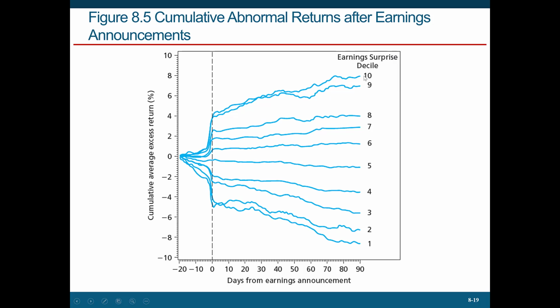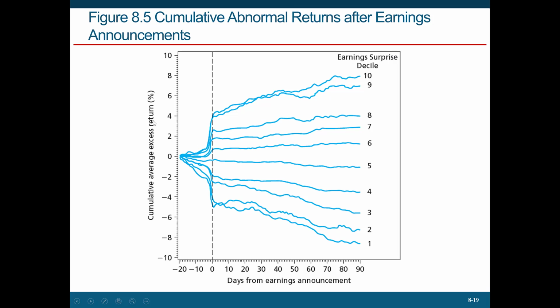So based on the magnitude of surprise, what is done here is that companies are grouped into 10 groups, right? Group 10 is the group of firms that have the best earnings. Their earnings are much better than expected. Group 1 is the group of firms that have the worst earnings. Their earnings are much lower than expectations. All right. So what happens here is on the day of the earnings announcement, day zero, for group 10, these are good performers, their stock price goes up as expected.